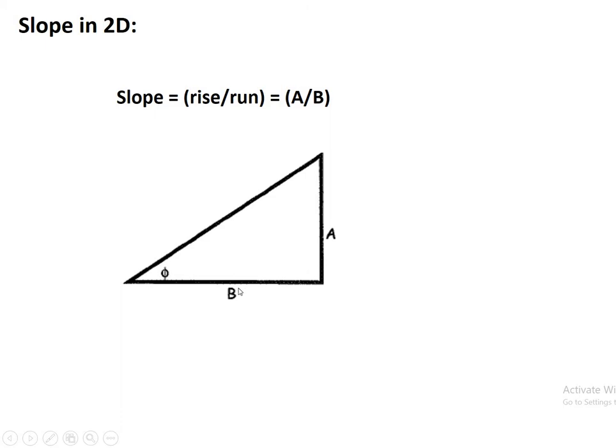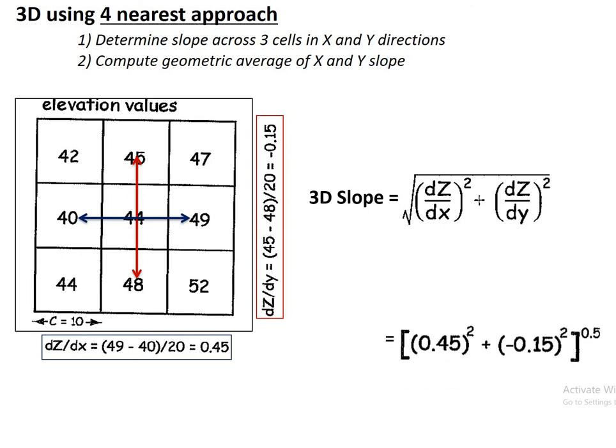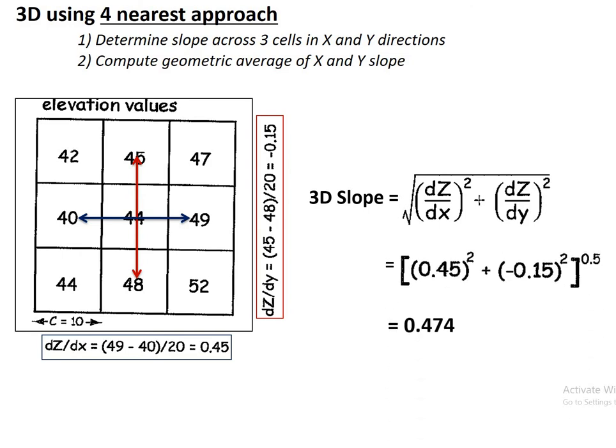Okay, so you all know what slope is in 2D. It's rise over run, right? Or A over B, literally in this case. So let's think about what this looks like in three dimensions. There are two ways to compute slope in three dimensions. One of them is called the four nearest approach. Essentially, it goes to a pixel and you're saying, I want to know what the slope of this pixel is, right?